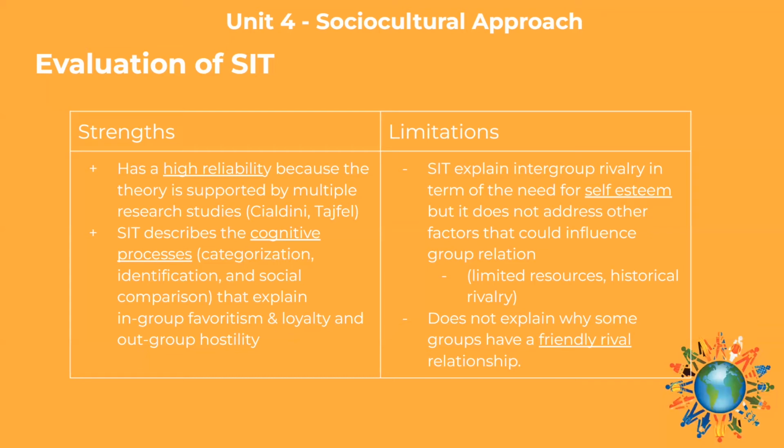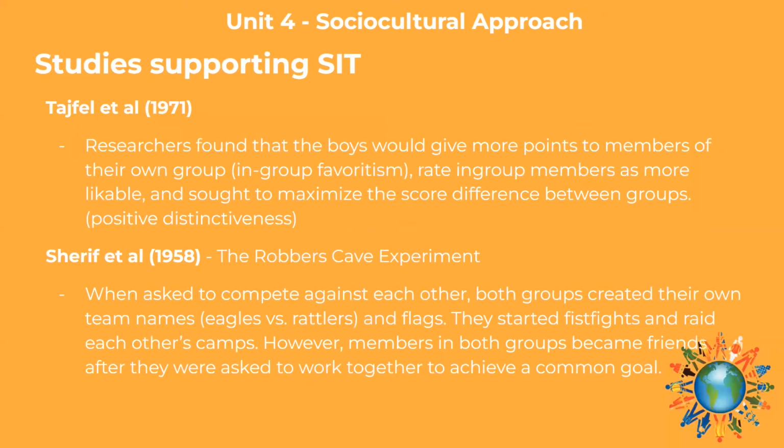So some studies that support the social identity theory are Tajfel and Sherif. In Tajfel, the participants were divided into two groups based on their estimation of dots. So one group was put into the overestimator and the other into the underestimator. And this process is known as social categorization. And they start adopting their group's values and forming bonds. So this is social identification.